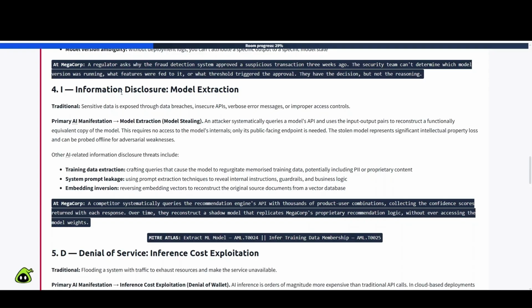4, I, information disclosure, model extraction. Traditional: sensitive data is exposed through data breaches, insecure APIs, verbose error messages, or improper access controls. Primary AI manifestation: model extraction, model stealing. An attacker systematically queries a model's API and uses the input-output pairs to reconstruct a functionally equivalent copy of the model.